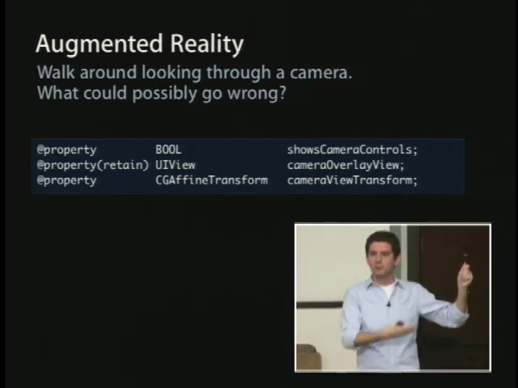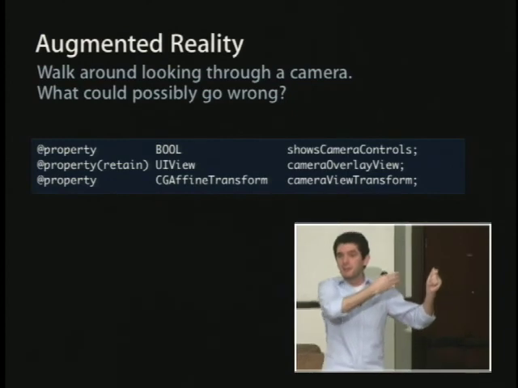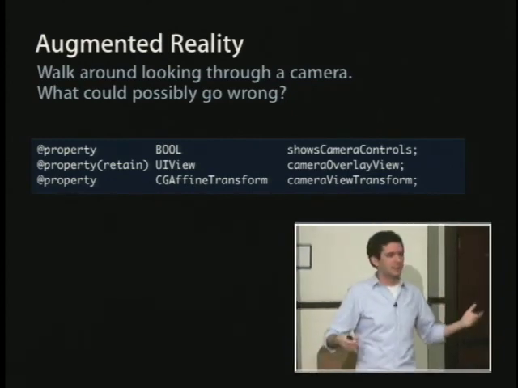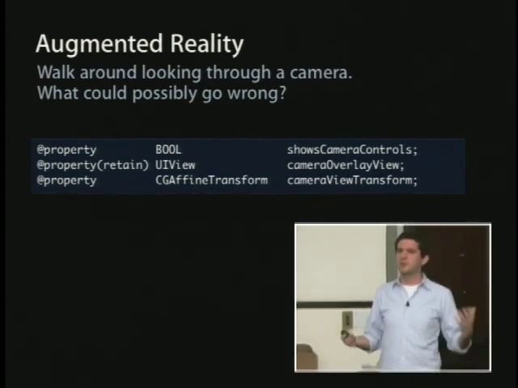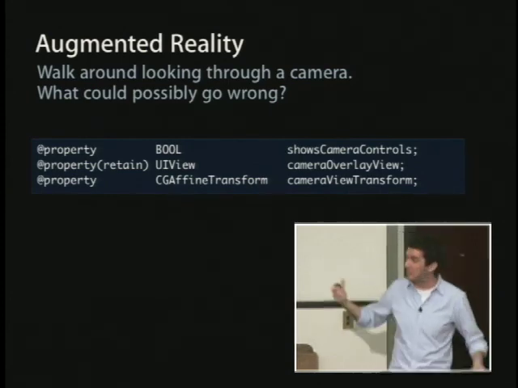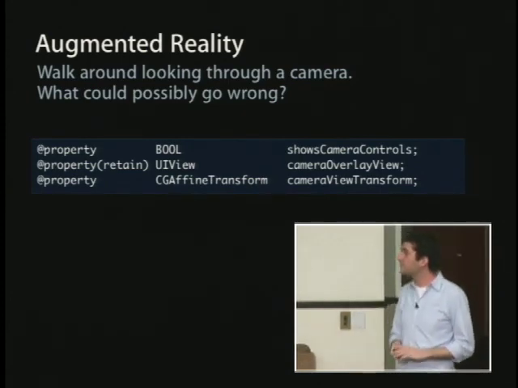So if you point it at a building, it overlays some info about what that building is, figuring it out from your GPS and compass and the direction that the user is looking at with all these other things that we'll talk about in a minute. So camera overlay view is what does that.